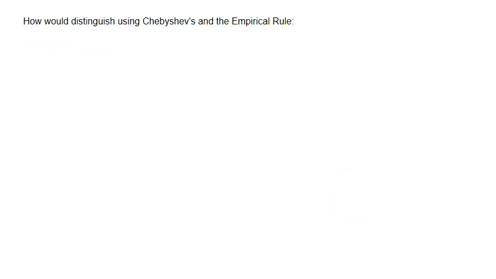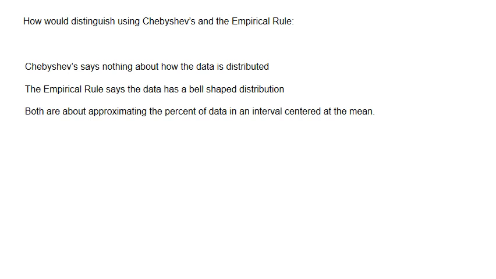Okay, how would you distinguish between using Chebyshev's and the empirical rule? So you should talk to yourself about what you know about Chebyshev's and the empirical rule. All right? Here we go. Chebyshev says nothing about how the data is distributed. The empirical rule problems will say that the data has a bell-shaped distribution. So Chebyshev says nothing. Empirical rule says bell-shaped.